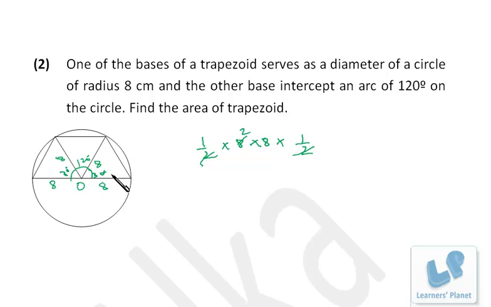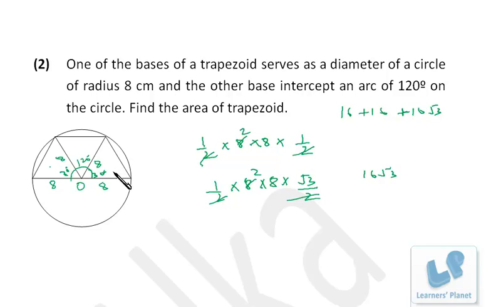Similarly, the area of this triangle will also be 16, right? So 16 plus 16. Now see here. Here we will be using sine 120 degrees. Sine 120 degrees is cos 30 degrees. So I just write half into 8 into 8 into root 3 by 2. So that's 16 root 3, right? So 16 plus 16 plus 16 root 3, that will be the area of this trapezium.